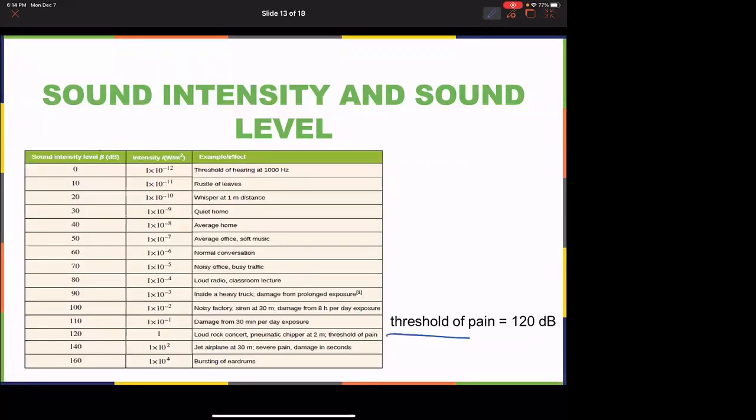Here, the threshold of pain is 120 decibels, and this is just a chart from your book. You can see after 120 decibels, that's an intensity of 1. That's when bad things start to happen to your ears. So you can look at this chart later.